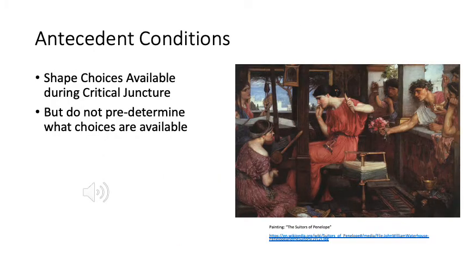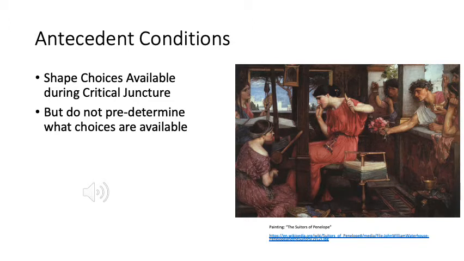Before we continue on with the next step of the path-dependent process, we have to take a quick look at the previous step that we skipped, antecedent conditions. I started with critical juncture because that's really the most important part of path dependency. But we have to also talk about antecedent conditions. Antecedent conditions are essentially the context that helps create the choice menu available during the critical junctures. However, in order for the critical juncture to be a critical juncture, these antecedent conditions can't predetermine what choice is going to be made. It helps shape the choice menu, but it doesn't determine which choice is going to be made.